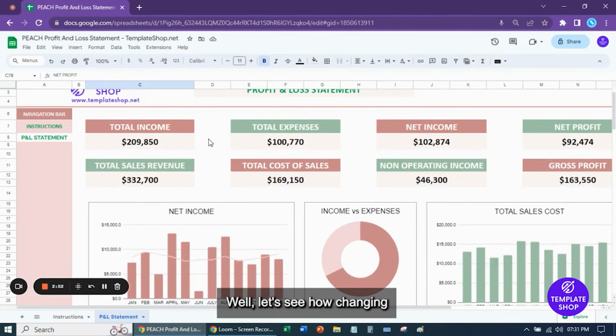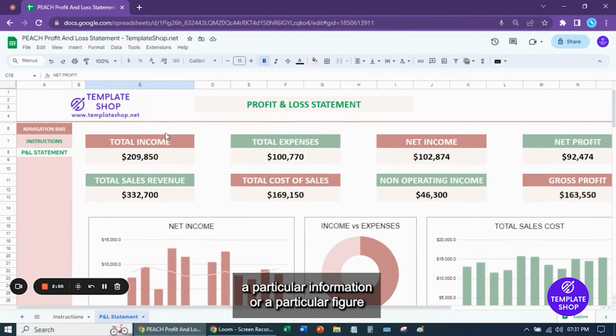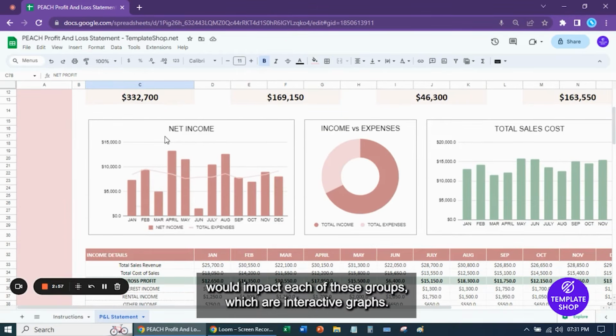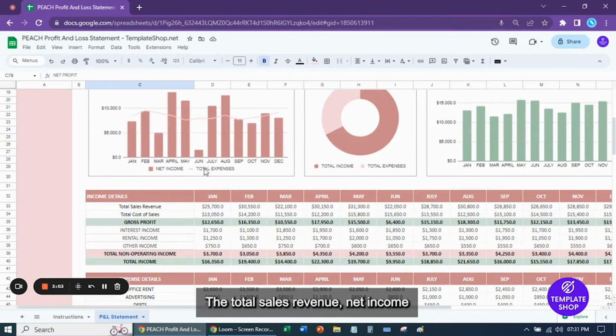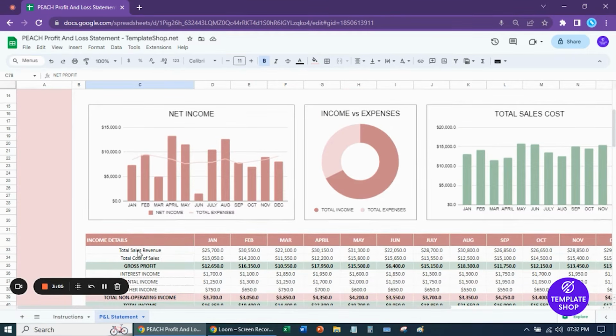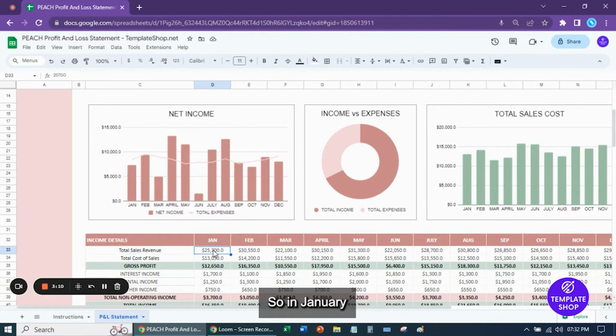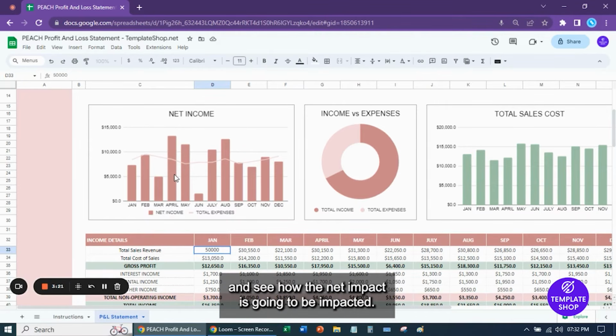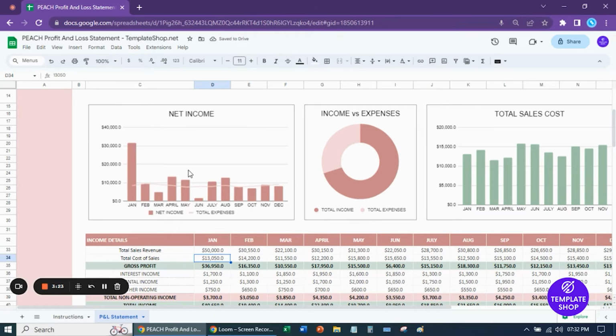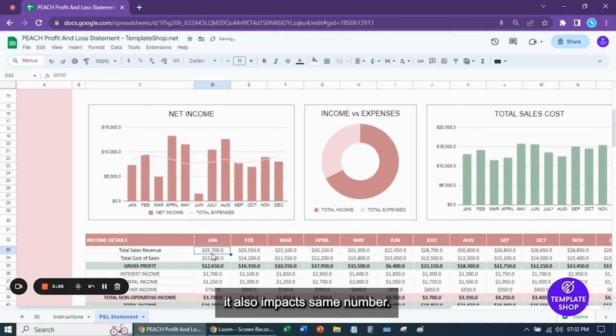Now let's see how changing a particular piece of information or a particular figure would impact each of these graphs, which are interactive graphs. The total sales revenue, net income, is a part of the total sales revenue. So in January, 25,700, let me make this say 50,000 and see how the net impact is going to be impacted. Well, we saw that. It also impacts the same number.